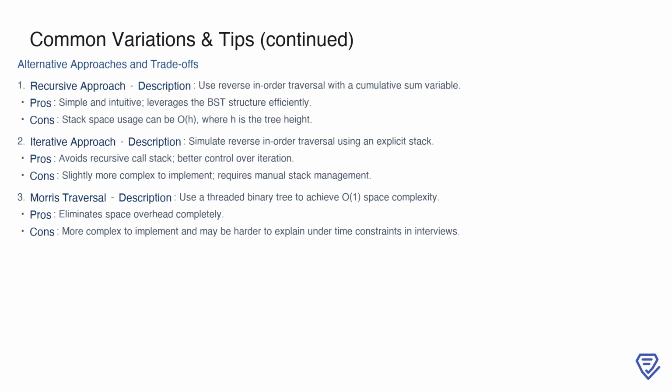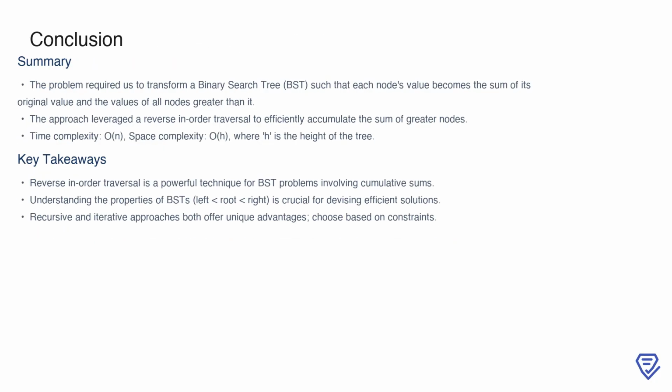Another advanced option is Morris traversal, which modifies the BST temporarily to achieve O(1) space complexity. This eliminates the stack overhead completely, but it's a more complex technique and might be challenging to implement or explain under time pressure during an interview. Each approach has its pros and cons, so it's helpful to understand when to use each based on the problem requirements and constraints.